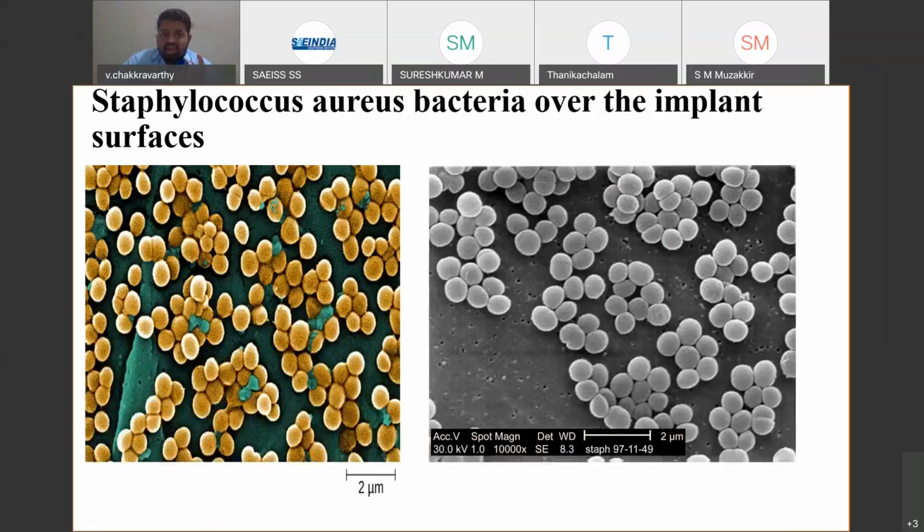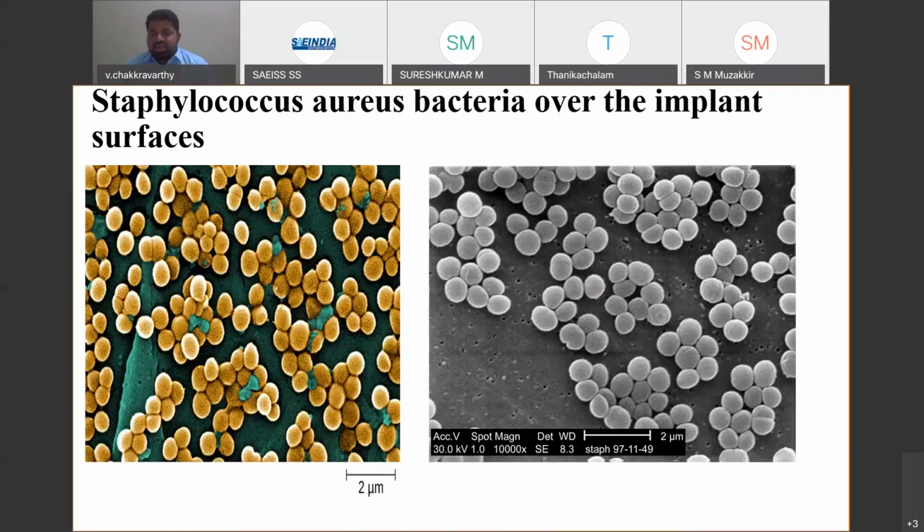Besides E. coli bacteria, there is also Staphylococcus aureus. That is also a most common bacteria which will adhere over the implant surface. The color graphs were shown on the left side. That bacteria is round and spherical in shape, whereas E. coli is rod-like in shape. Each and every bacteria has its own structure. If we want to confirm what kind of biofilms are formed, we could observe that in cell morphology.